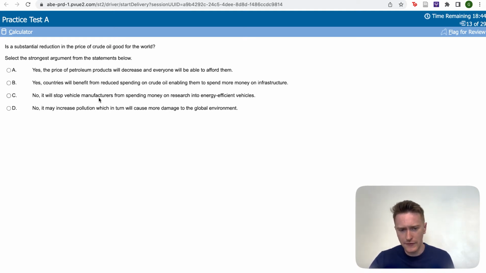No, it will stop vehicle manufacturers from spending money on research into energy. Well, that is definitely good. It's not like infrastructure where this could be deemed, I don't know, a downside. I'll put that as our best answer so far. No, it may increase pollution, which in turn will cause more damage to the global environment. Could be C or D, because this is talking about the global, and I like the use of the word global here. I don't like the hesitancy of it may. This it will seems a bit stronger, so I'm going to put C, but we'll flag it anyway.